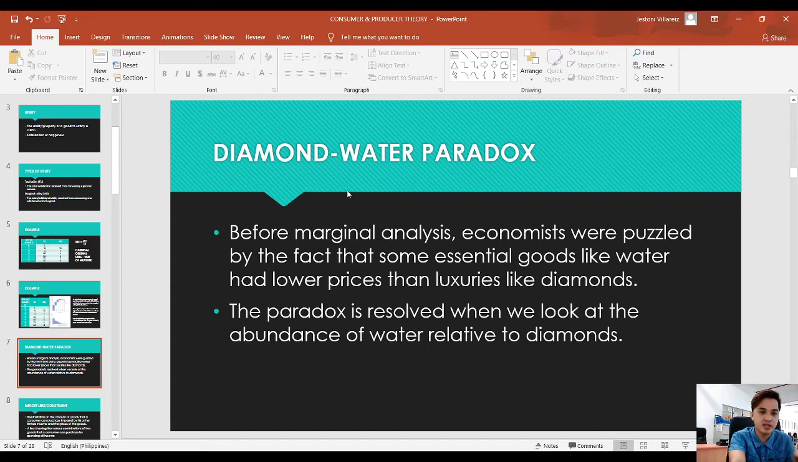Now, going back to our scenario, let's say you are in the middle of the desert, and you have two options between diamond and water. Now, let's say that every 500 meters there is diamond and water, and you have to choose either one. So every 500 meters, it's the first 500 meters with diamond and water, and you're in the middle of the desert.